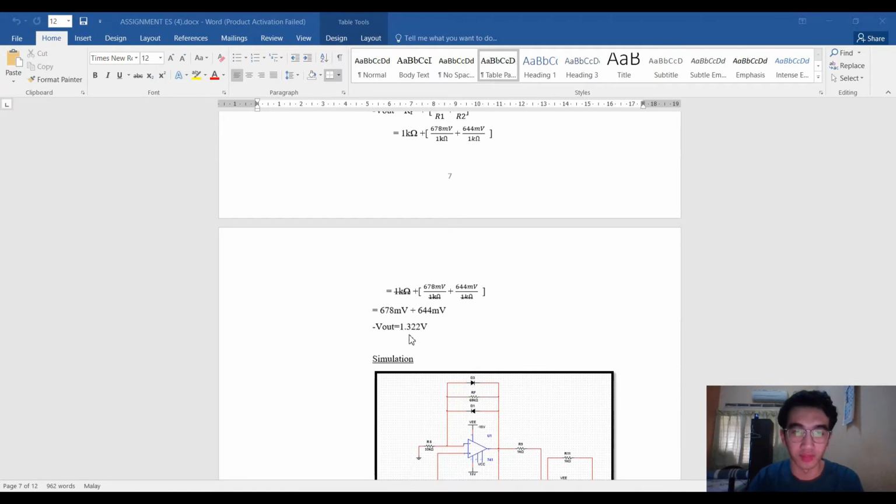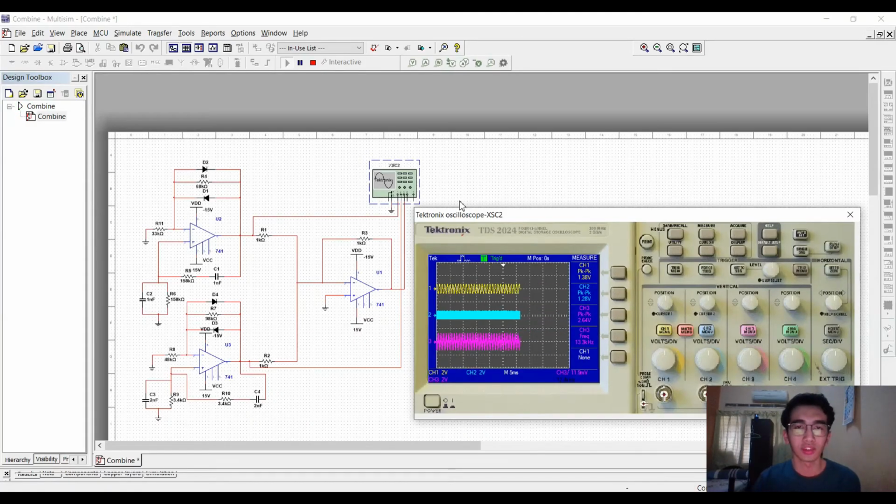1.32 volts. Okay, so this is the summer amplifier circuit. This is Wien Bridge oscillation 1 and Wien Bridge oscillation 2, and this is the summer amplifier circuit. The output of this circuit is the combined input voltage of oscillation 1 and oscillation 2, channel 1 and channel 2. We get an output voltage of 2.64 volts peak to peak. Divided by 2, you get the voltage peak of 1.32 volts.